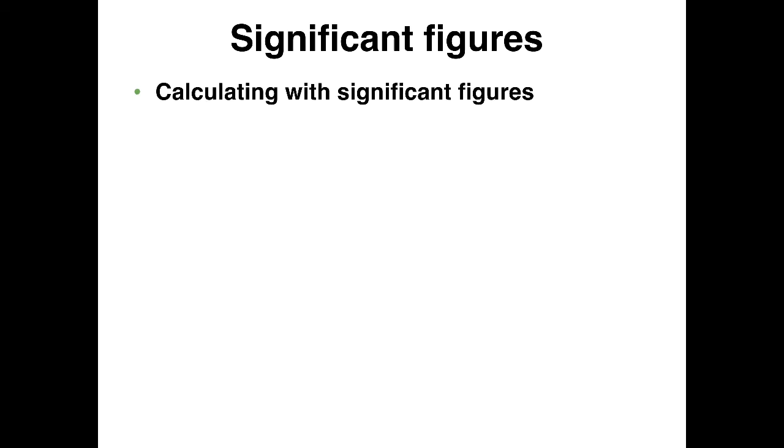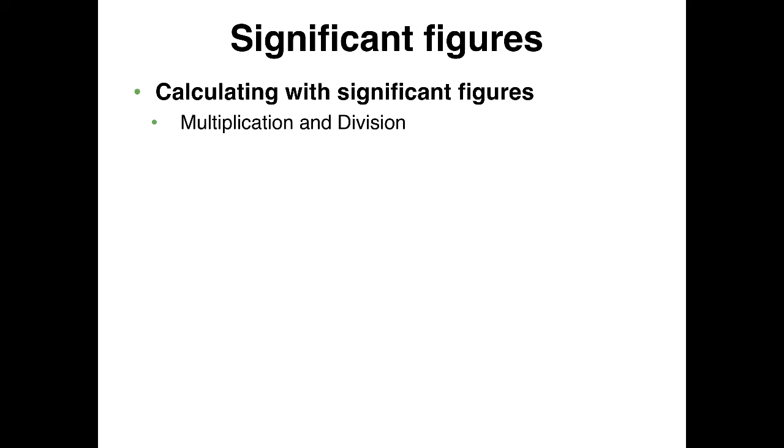Now, once we know these rules about significant figures, we have to understand that when we do calculations, our answers to those calculations are controlled by the significant figures. How many significant figures we give in the answer is controlled by the significant figures of the data that we have.